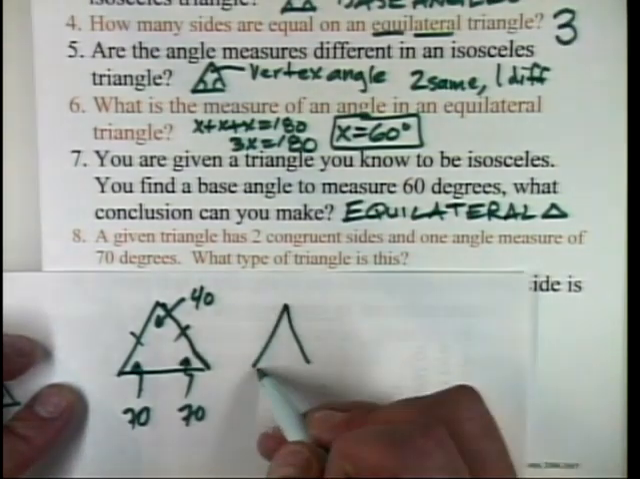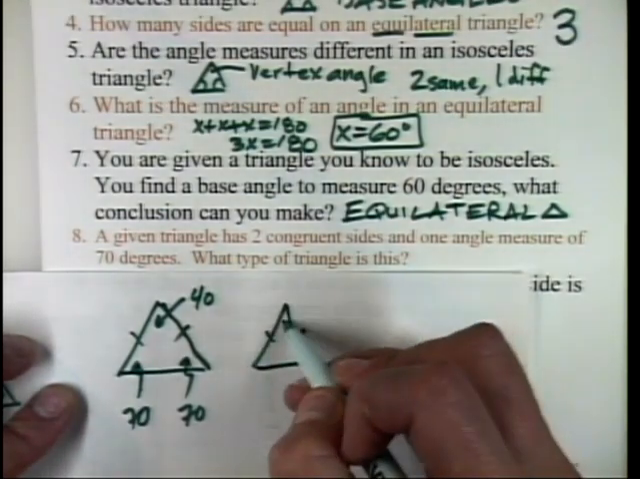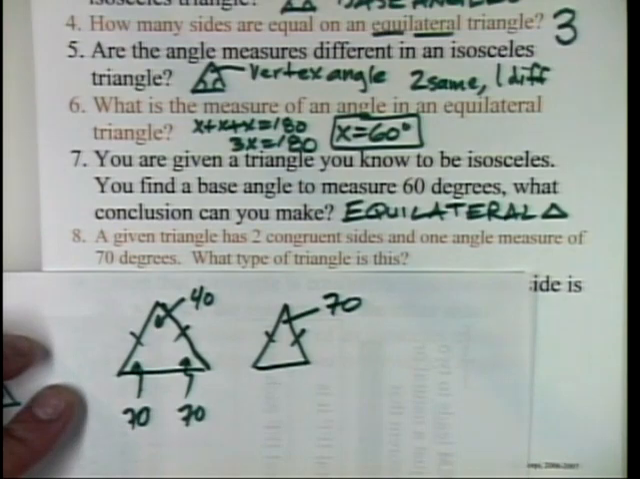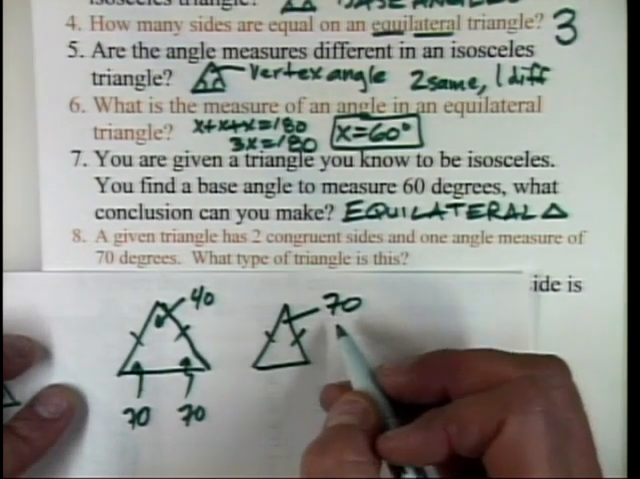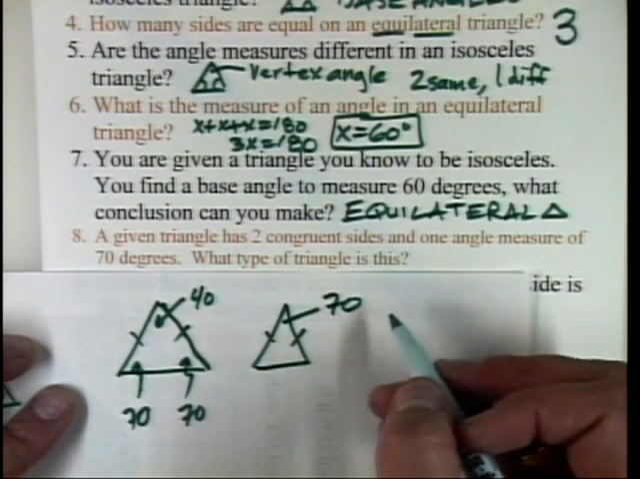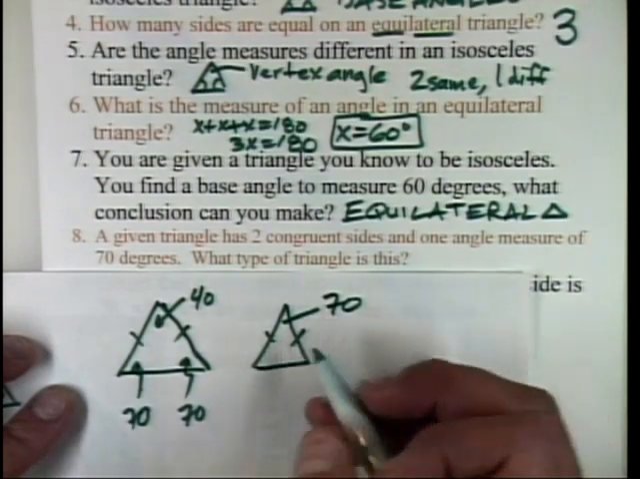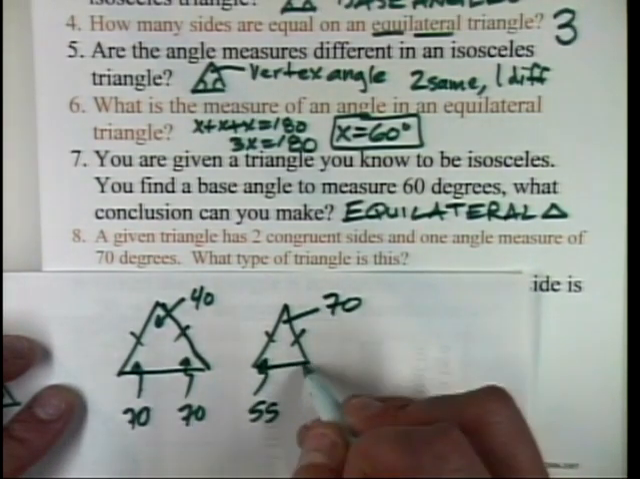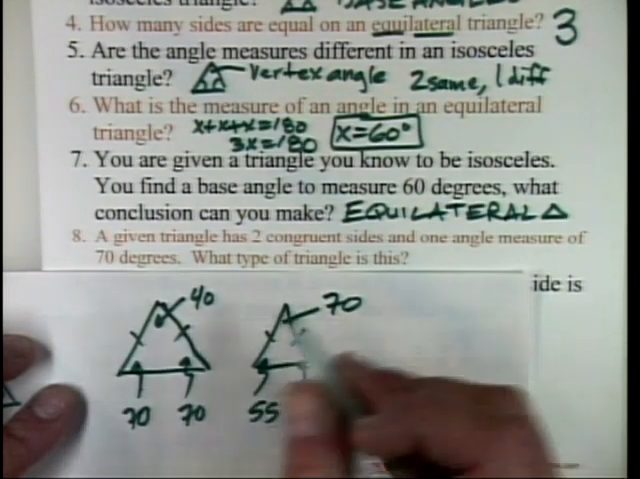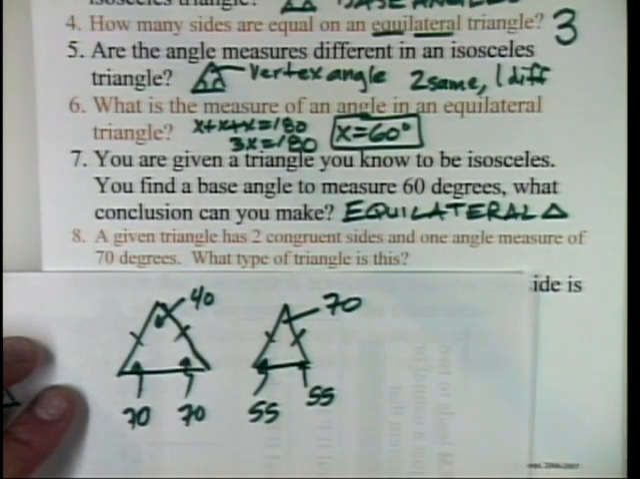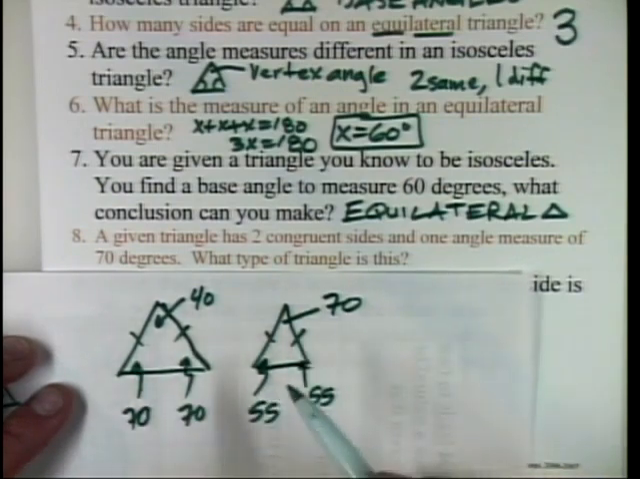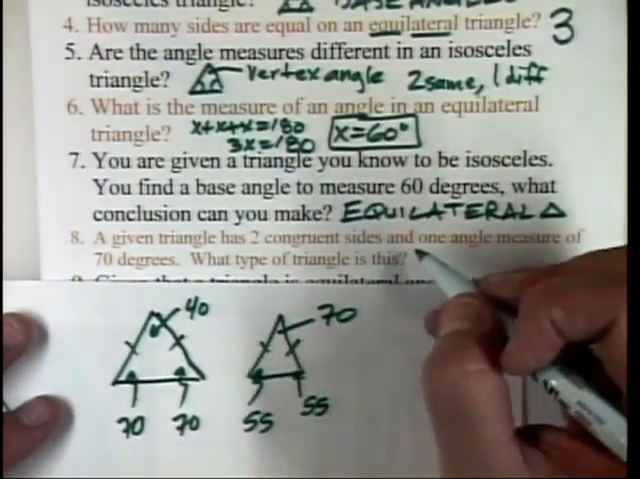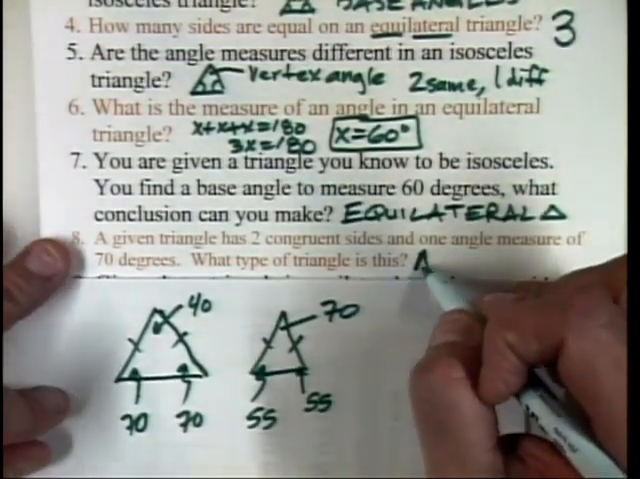But what about the other scenario? What if 70 degrees was the vertex angle? Then that would leave only 110 to add up to 180 for the two congruent base angles. So they would each have to share the 110 evenly. So that would be 55 and 55. So we would have those two possibilities. But notice that in each case, they're both isosceles. And since all the angles in each of them are less than 90, they're both going to be acute. So we can actually say that it's going to be an acute isosceles triangle.